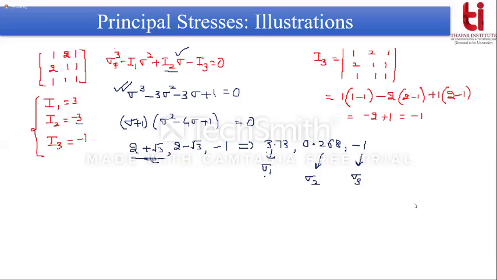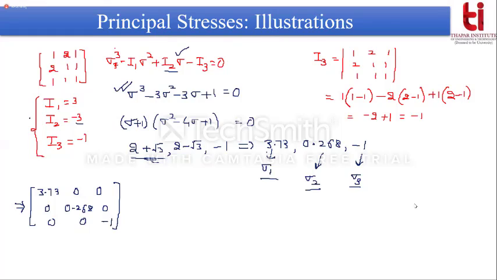So when we get sigma 1, sigma 2, sigma 3, we have already obtained the principal stresses. Now one can write the state of principal stress. To write the stress state, can I write like this: 3.73, 0, 0, 0, 0.268, 0, 0, 0, minus 1. That means we can write the state of stress referred to the principal axis in this way, because on principal axis only principal stresses are there, the shear stresses are 0.